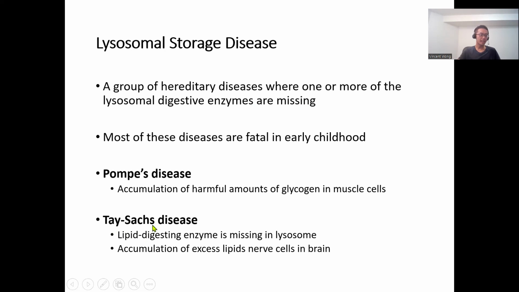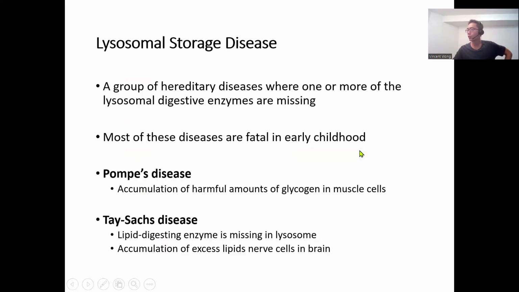There's another one called Tay-Sachs disease. In Tay-Sachs disease, the enzyme that is responsible for breaking down lipid is missing in the lysosome, right? And then there is excess buildup of lipids in nerve cells, which can interfere with brain development. Okay, so these are just some examples. There's a whole list of them, right? Again, depending on which enzyme is missing, the condition is going to manifest differently.